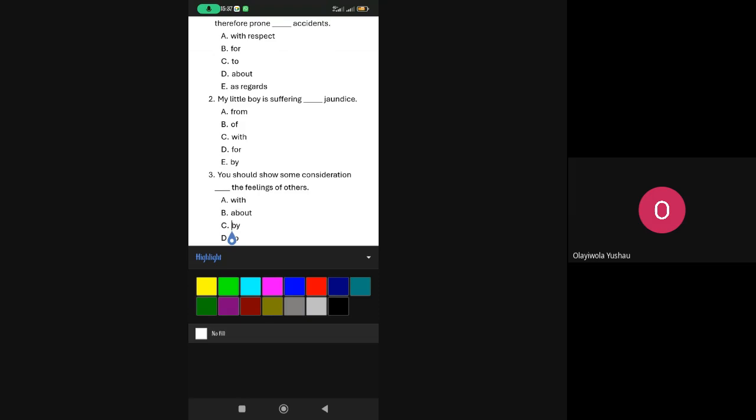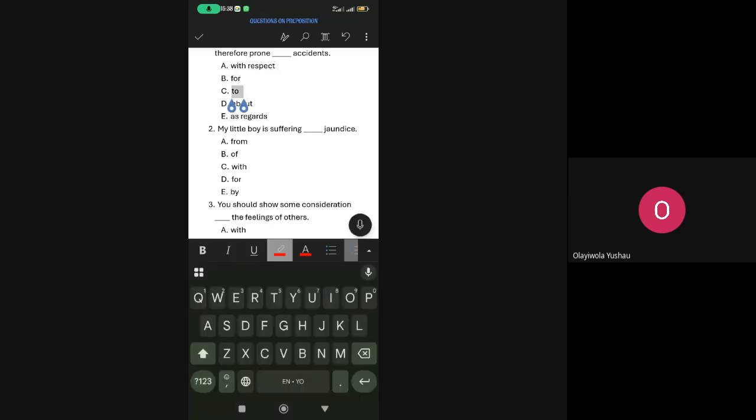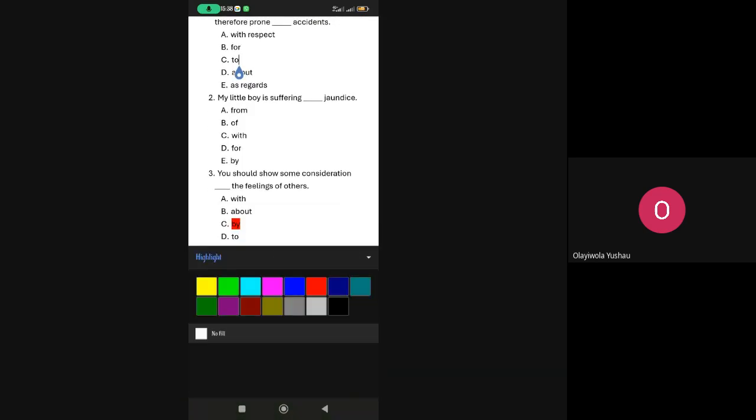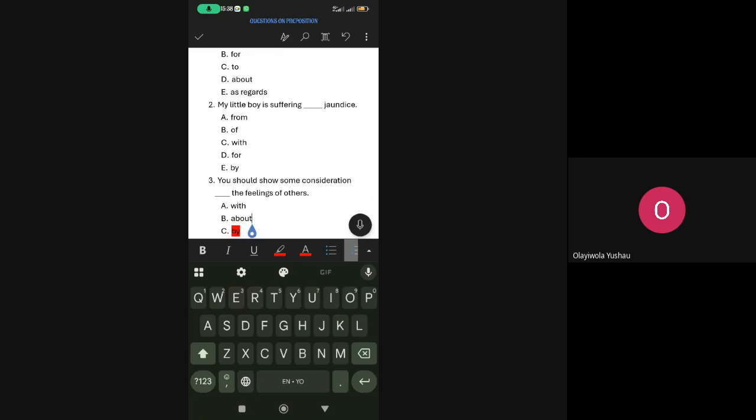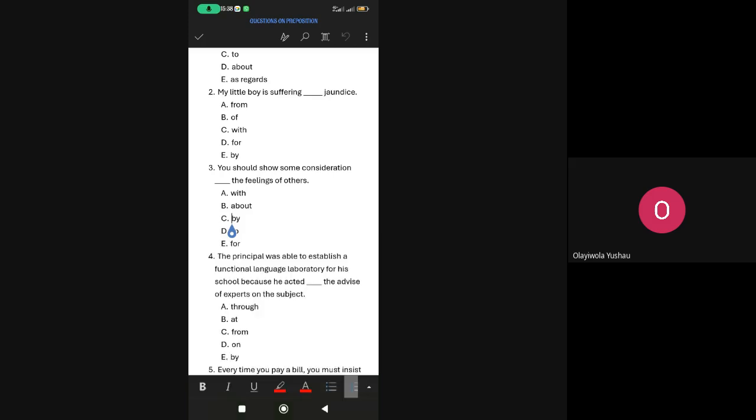So here now, for question 1, I have prone to. For question 2, I have suffering from, is suffering from jaundice. For question 3, I have, you should show some consideration dash the feelings of others.